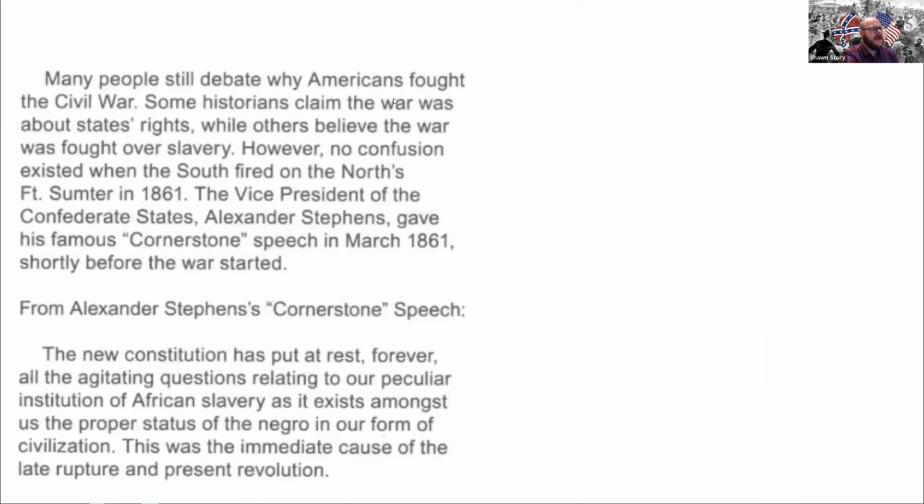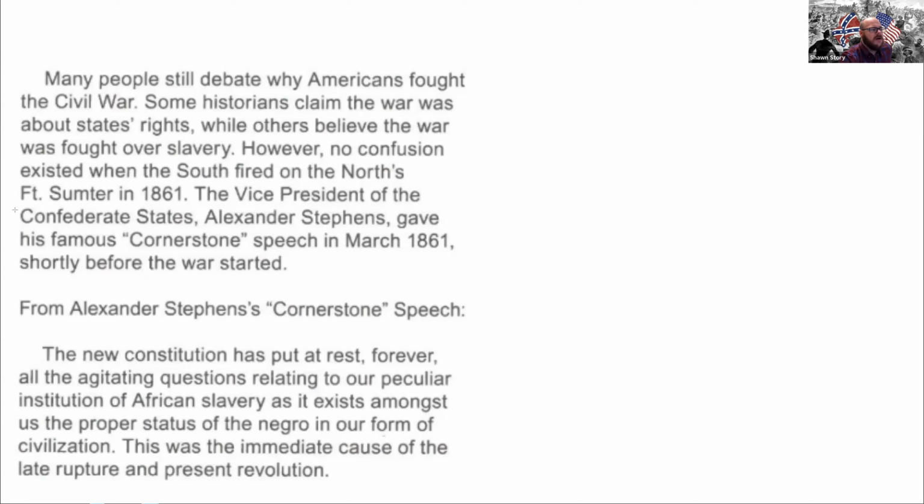Many people still debate why Americans fought the Civil War. Some historians claim the war was about states' rights, while others believe the war was fought over slavery. However, no confusion existed when the South fired on the North's Fort Sumter in 1861. The Vice President of the Confederate States, Alexander Stephens, gave his famous Cornerstone Speech in March 1861, shortly before the war started. All right, reading this passage, there are some important things we need to point out.